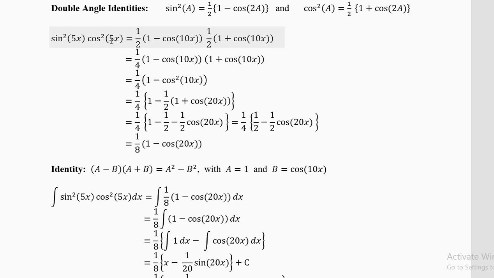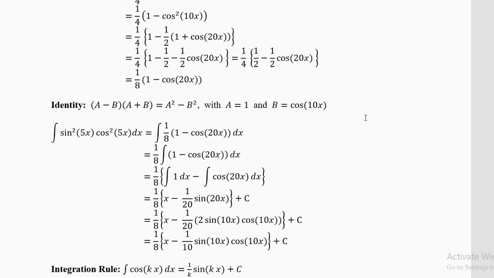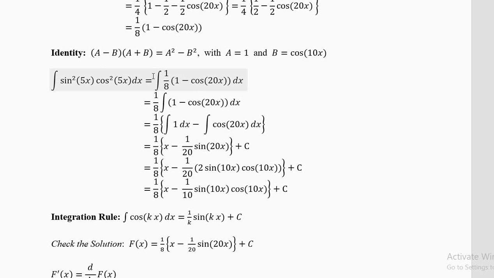So this sine square, cos square has been converted into an expression which we know to integrate. Now which identity did we use in the algebra? A minus b into a plus b is a square minus b square with a equal to 1 and b equal to cosine 10x. Now we can do the integration. It is 1 over 8, 1 minus cos 20x. 1 over 8 will go outside the integration. You have 1 minus cos 20x. Now integrate. Integration of 1 is x. Integration of cosine is plus sine divided by what is the number inside? 20. So integration is x minus 1 over 20 sine 20x plus c.